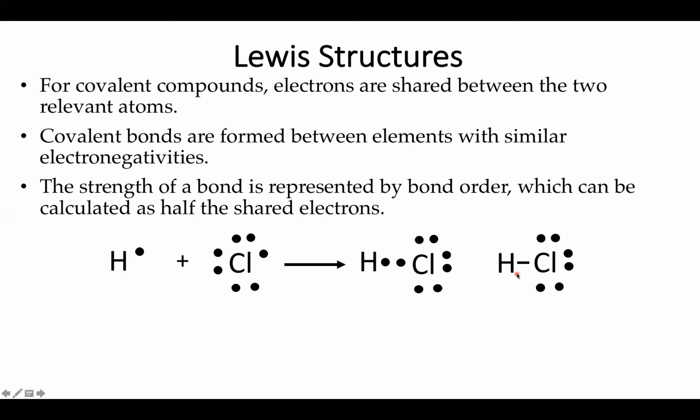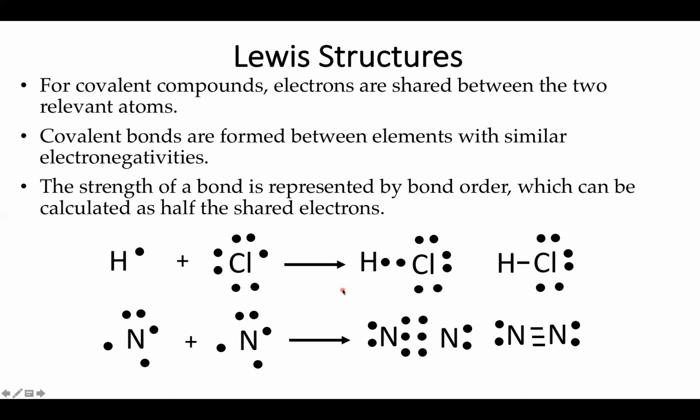However, the strength of the bond can be represented by bond order, which is essentially half the number of shared electrons. So let's take a look at a more complex system. Nitrogen has 5 electrons. However, 2 nitrogen atoms, each with 5 electrons, they both want 8. And the way they can make this happen is this nitrogen says, okay, if I give you 3 electrons, you'll give me 3 electrons. So these 3 electrons pair up, giving us 6 total shared electrons, or 3 bonds.